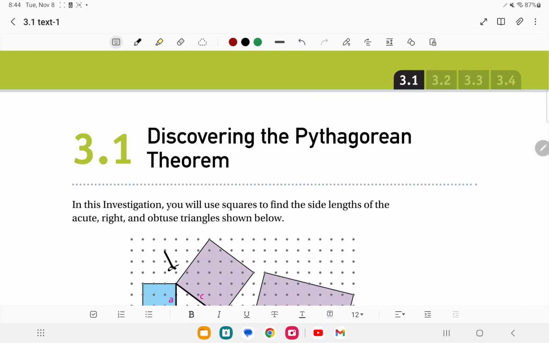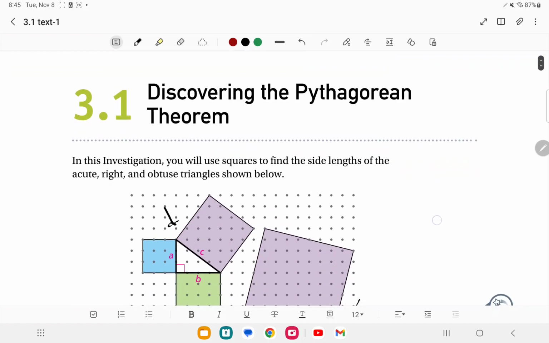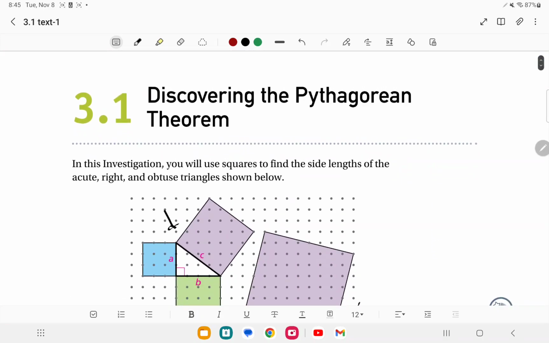We will be getting more into the Pythagorean theorem and using it to solve different problems, but this is just where this theorem came from and why it works. Again, we'll get more into it, but that is it for 3.1, discovering the Pythagorean theorem.